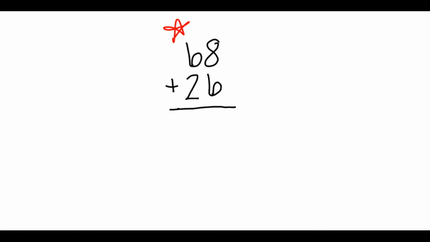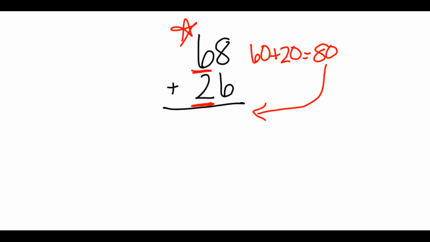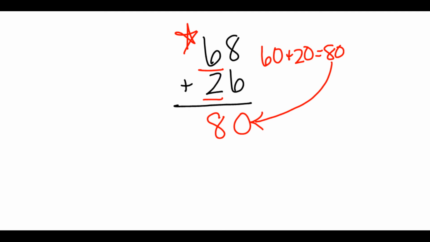Let's try another example. In this example, we have 68 plus 26. Just like in the last problem, we're going to start with the tens. On the tens side, I have 6 tens plus 2 tens, which is the same as 60 plus 20, which gives me 80, or 8 tens. Please make sure that when students are writing down their numbers for the tens, in this case 80, they are still lined up with the original equation.